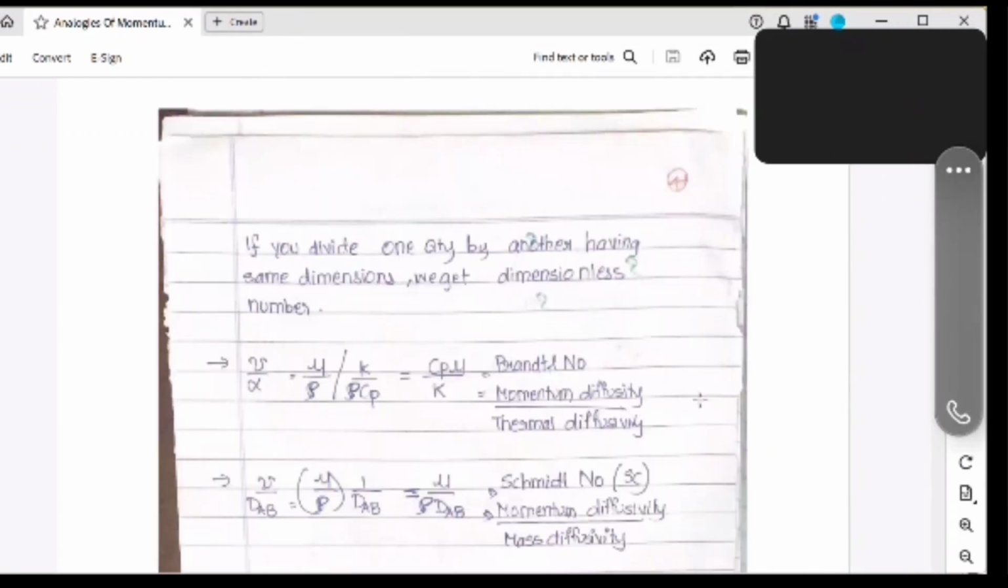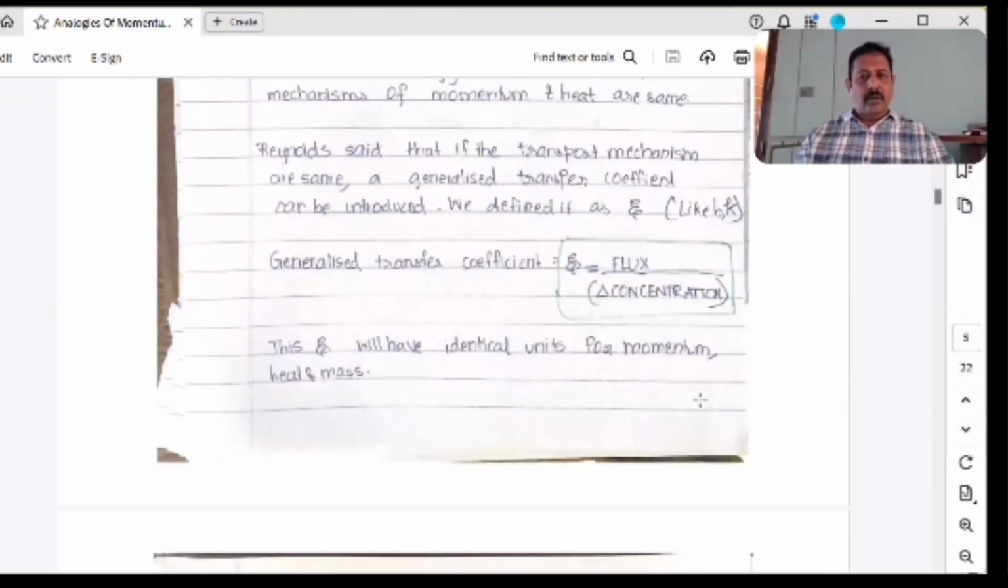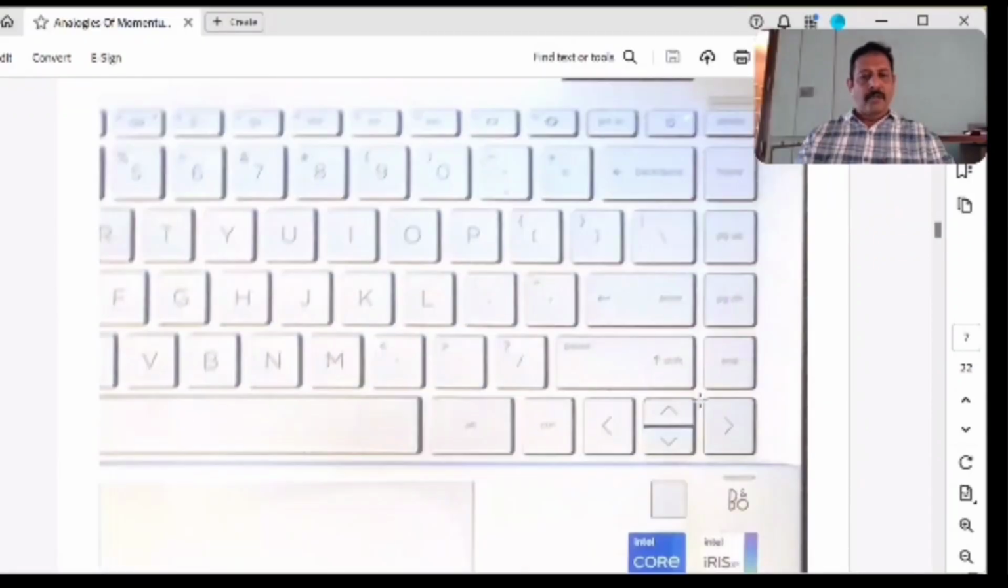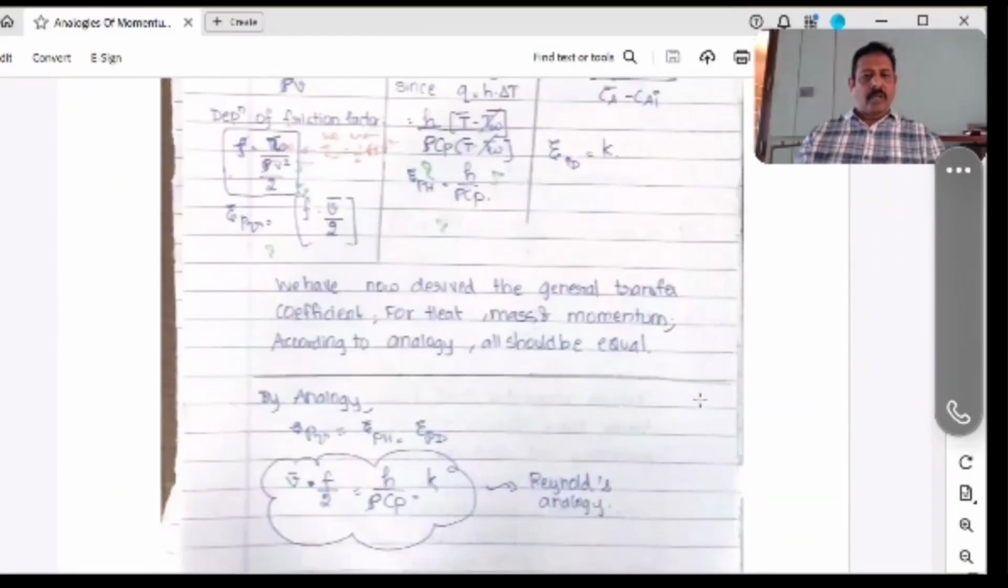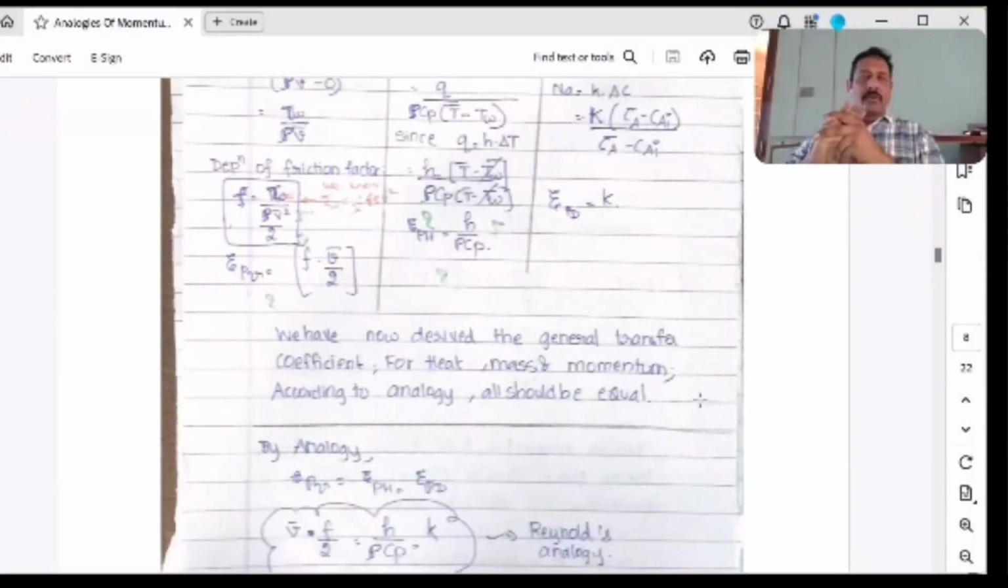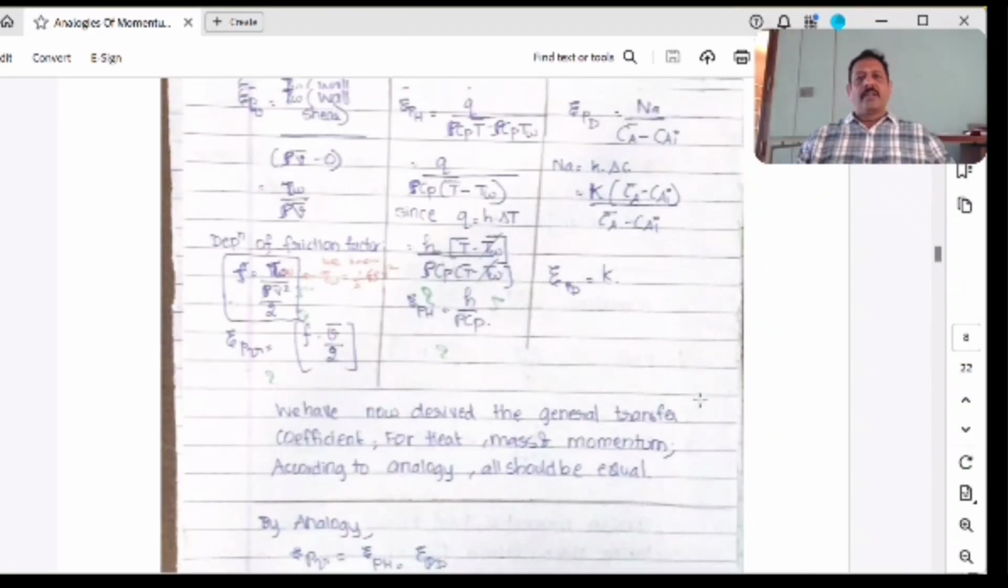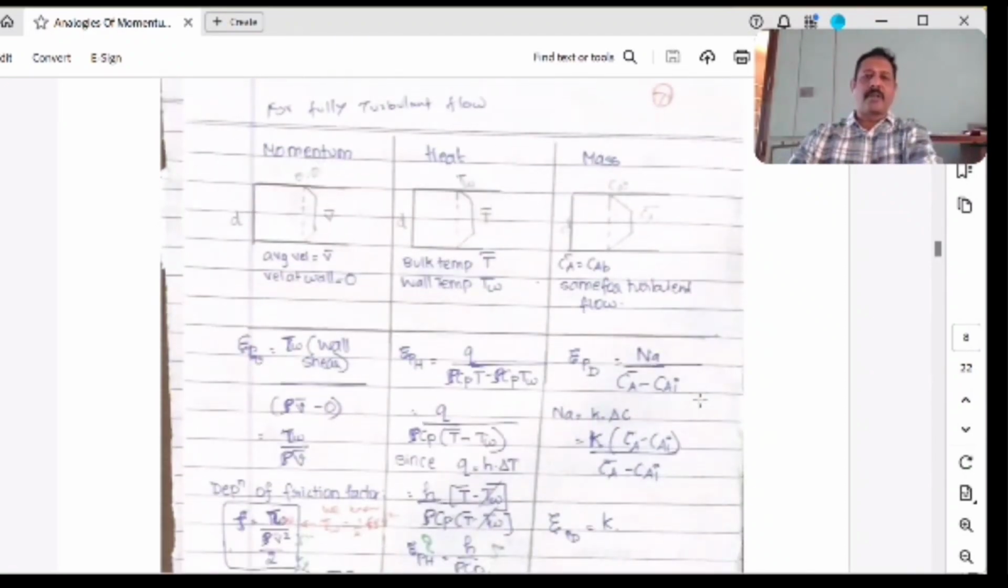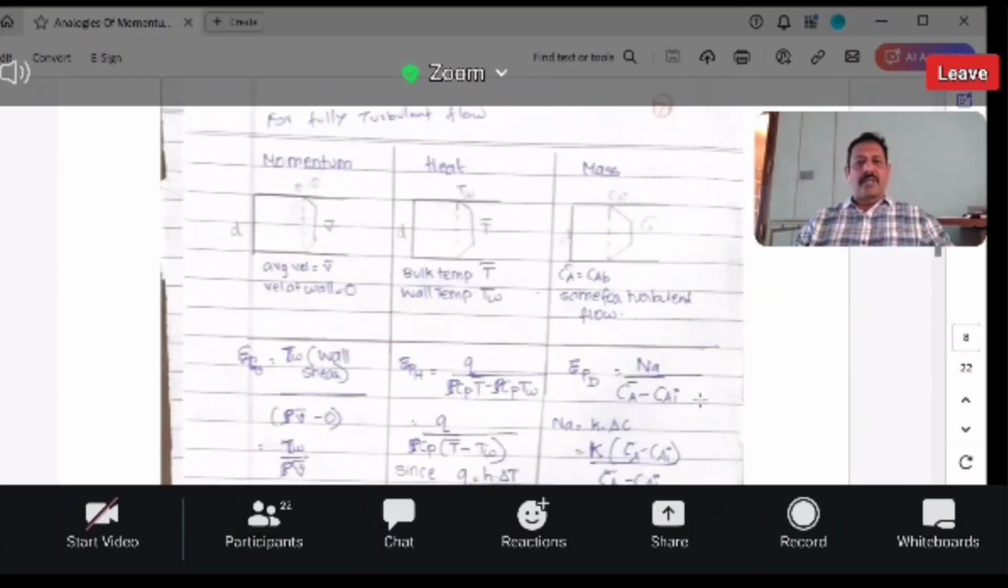So, like yesterday, we just saw this Reynolds analogy, right? Reynolds analogy is widely applied for highly turbulent flow, wherein they ignore the transport phenomena that is happening in the laminar sublayer. That's an important concept. So they took only the turbulent region, where average velocity is v bar, average temperature is T bar, and average concentration is Ca bar.